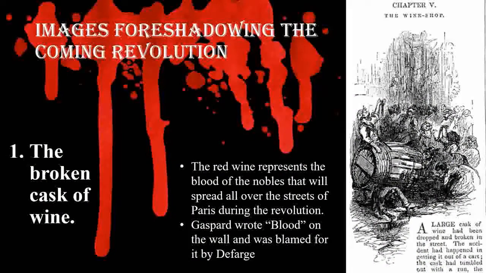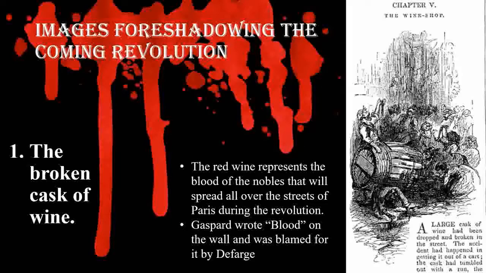You will know in this chapter that Charles Dickens, the author, is preparing for us and paving the way for the French Revolution through certain images. Those images are referring and foretelling something else, simply predicting the coming revolution. You will see 3 images. Each represents something that leads to what will really happen during the French Revolution. The first image, as you see, is the broken cask of wine or the broken barrel of wine.